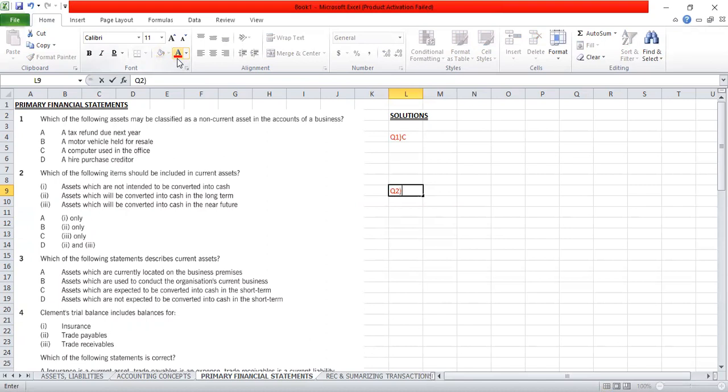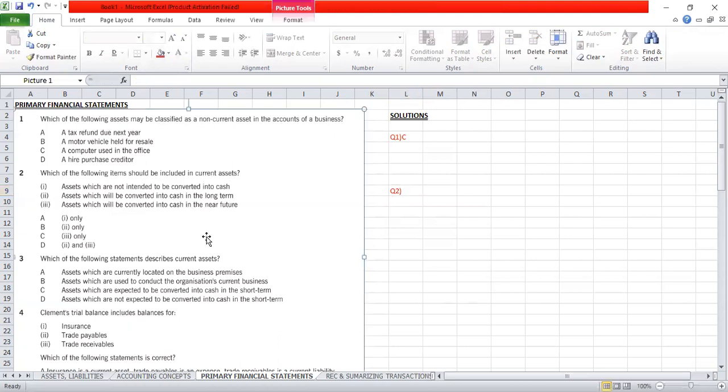Next question. Which of the following items would be included in current assets? Assets which are not intended to be converted into cash, this is not a correct answer. Assets which will be converted into cash in the long term, this is also wrong, because when we deal with the long term, we go with non-current assets. But you are asked about current assets. Assets which will be converted into cash in the near future, yes. The right answer is only the third, which is C.